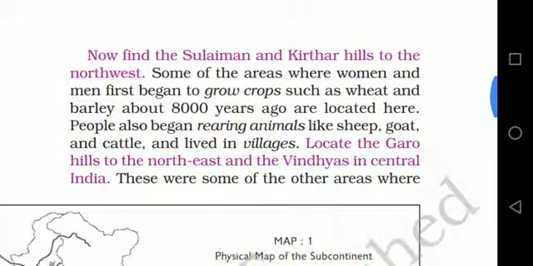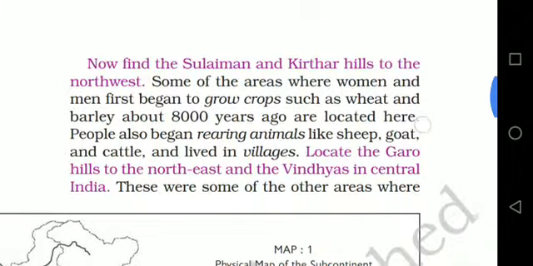Now find the Sulaiman and Kirthar hills to the northwest. Some of the areas where women and men first began to grow crops such as wheat and barley about 8,000 years ago are located here. People also began rearing animals like sheep, goat, and cattle and lived in villages. Locate the Garo hills to the northeast and the Vindhyachal in central India. These are some of the other areas here.